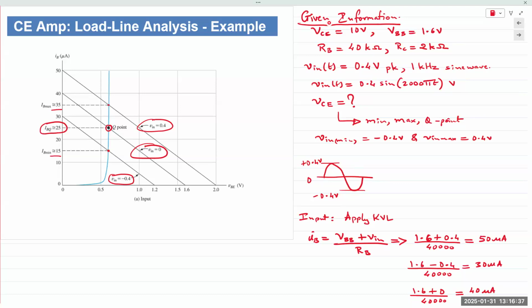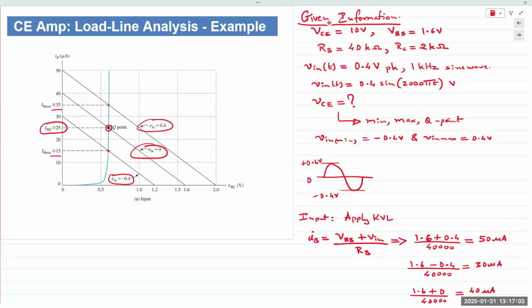Again, V in of t is Vp sine omega t. So the peak value of V in is plus 0.4, but it also has the negative peak, which is minus 0.4. So your V in is switching from minus 0.4 to plus 0.4.